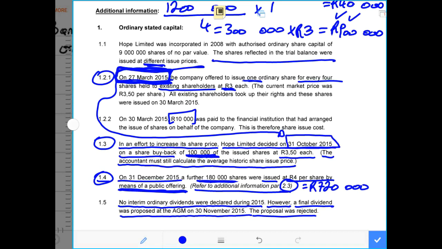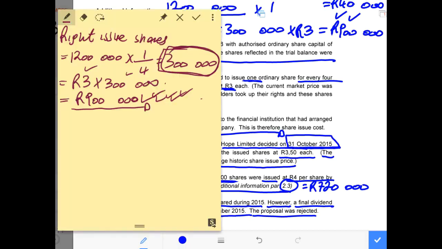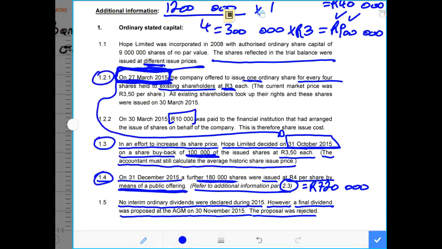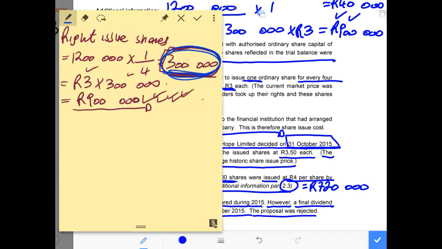So now if they are already in the share register, this is the end of October, and there are shares issued in March, and we're in October. It means we first have to add the 300,000 shares that were issued as the right issue, because these shares would have been included by the end of October when the buyback takes place. So when we calculate the average price, we have to take into account the shares that were issued as the right issue to the existing shareholders.